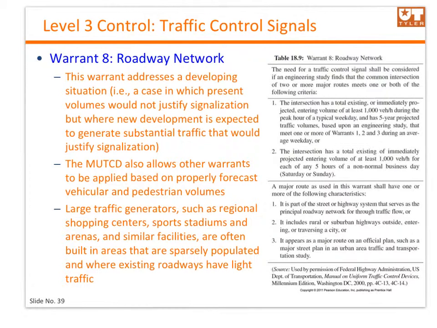When it comes to a major route, the major routes used in this warrant shall have one or more of the following characteristics. At least, the major route has to be a part of the street or highway system that serves as the principal roadway network for through traffic flow, or this major route has to include rural or suburban highways outside, entering, or traversing a city, or this major route has to appear as a major route on an official plan such as a major street plan in an urban area traffic and transportation study.